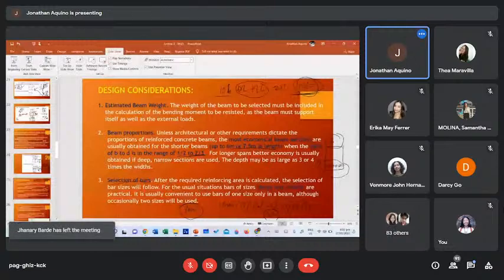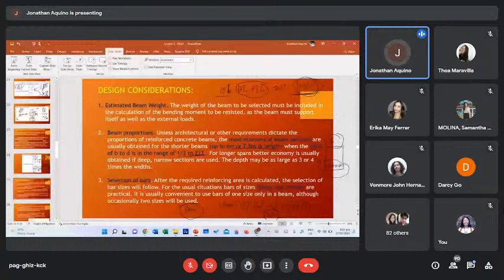Okay? Then another consideration is the cover. The purpose of the cover is corrosion protection. So if this is your beam, you have steel here, and you need to protect it so it won't rust. Otherwise, if your reinforcing bars rust, the capacity of the section will deteriorate, because when it rusts, the rust eats away the steel, so our steel area becomes smaller.